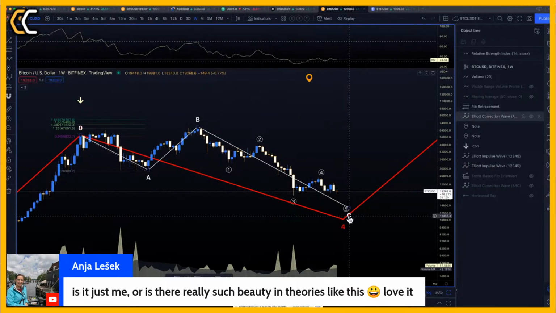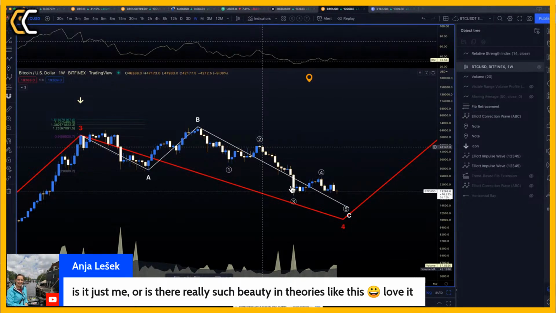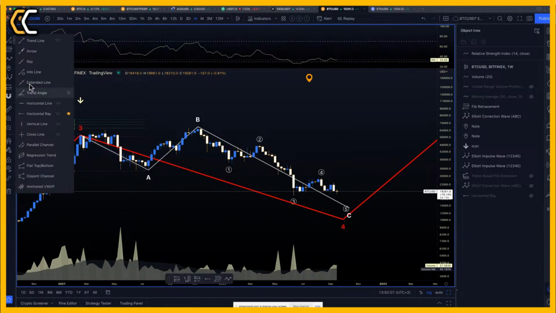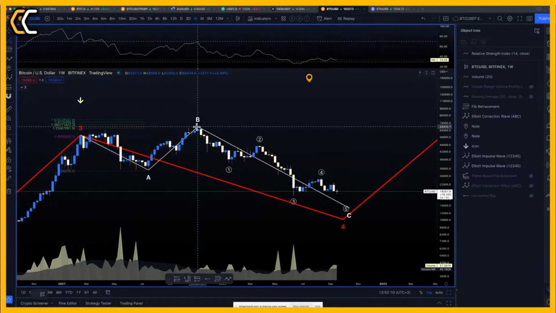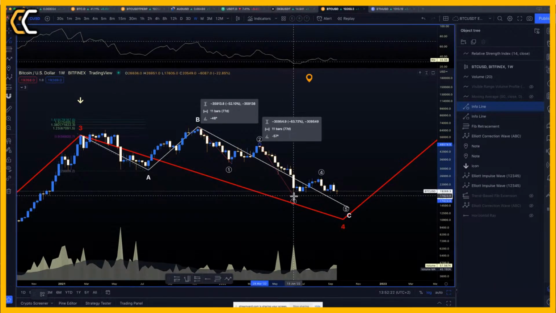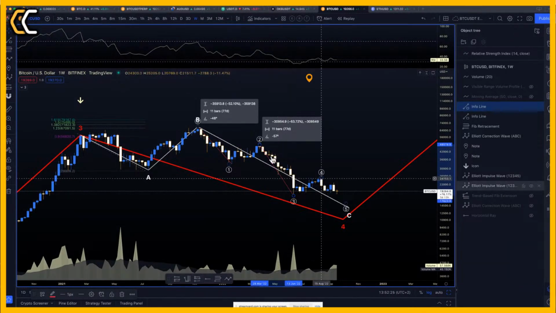Now within this ending diagonal, there are also some rules. The third wave cannot be the shortest one. If we measure this line, from the first drop we dropped around $35,000. The second one, we dropped $30,000. By definition, technically, the third wave cannot be the shortest one.